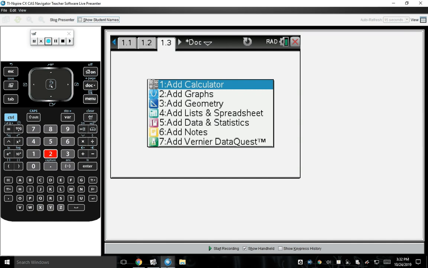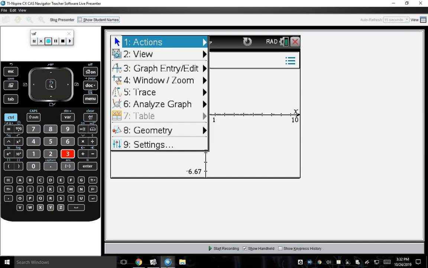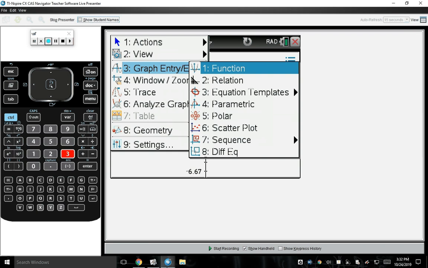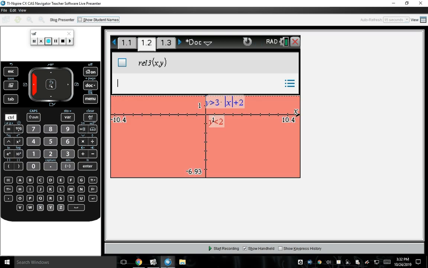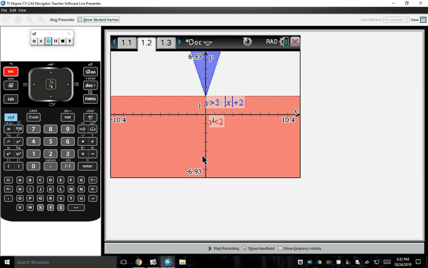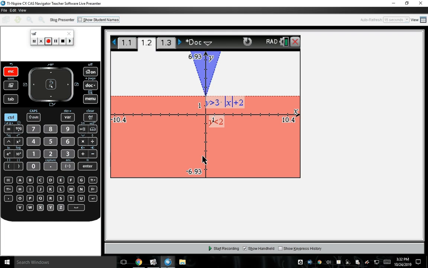If I had another calculator graphing page, and I do menu, entry, number 3, it's not a function. He chose a relation, and it changed the input. So now he can put this in as an equation, which is what he did. And if you notice, with the first one, he put y is greater than all of this stuff. For the second one, he put y is less than 2. So it graphed above that line, and it graphed below the 2.